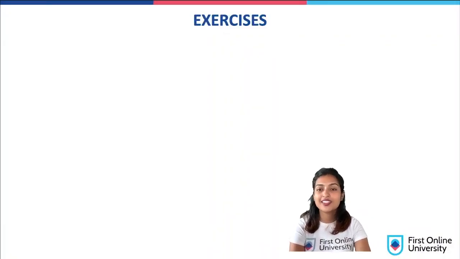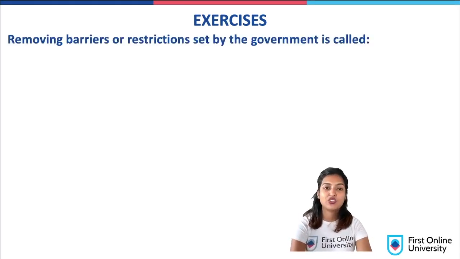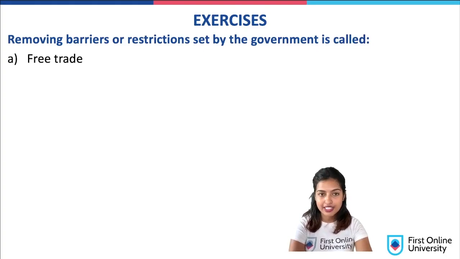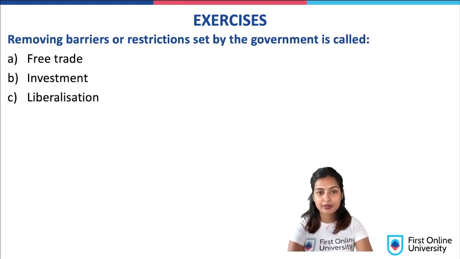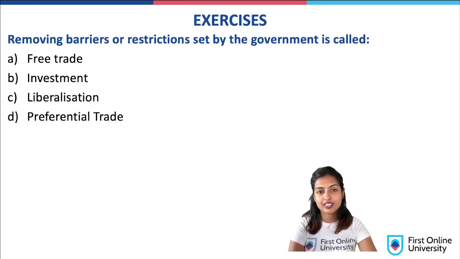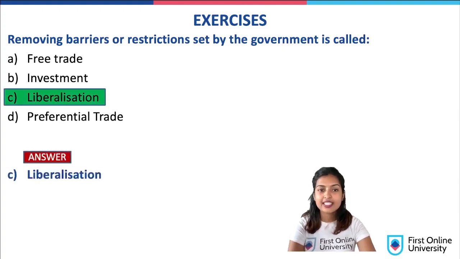Now let us begin with exercises and let us discuss some MCQs. First question. Removing barriers or restrictions set up by the government is called A. Free trade, B. Investment, C. Liberalization, D. Preferential trade. The answer is C. Liberalization.